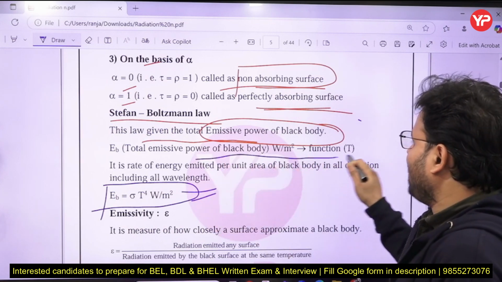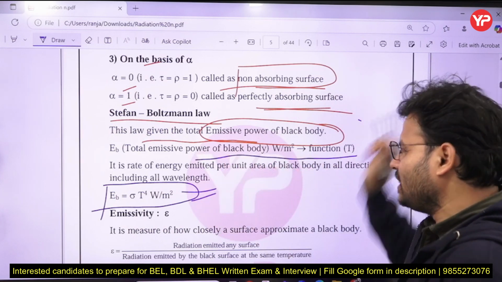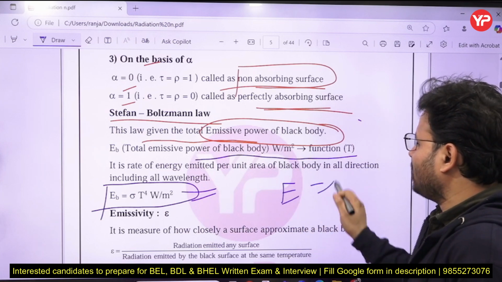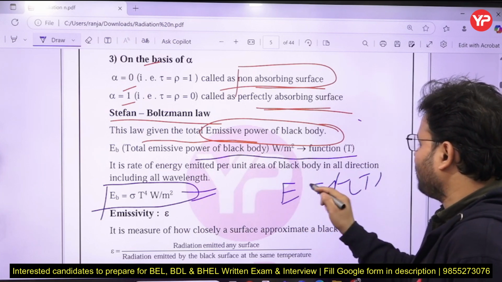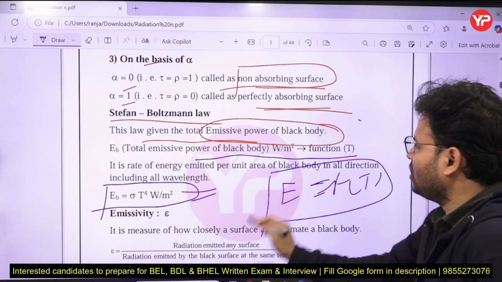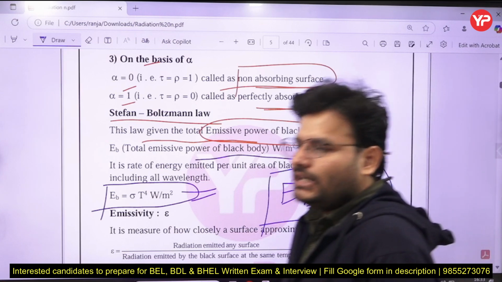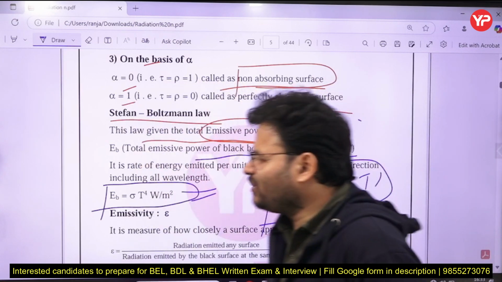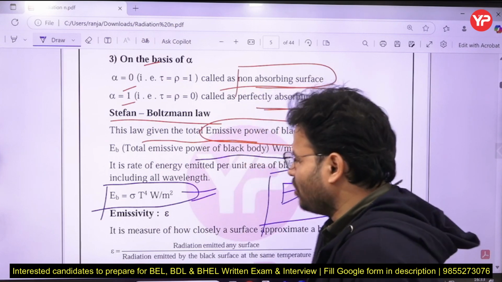So emissive power of black body, and one more thing, emissive power of black body is a function of what, my dear friends? Temperature. Emissive power of black body is a function of temperature. You can say E_B. E_B is the emissive power of black body, right? The B term I am going to use for black. What is a black body? I will discuss.